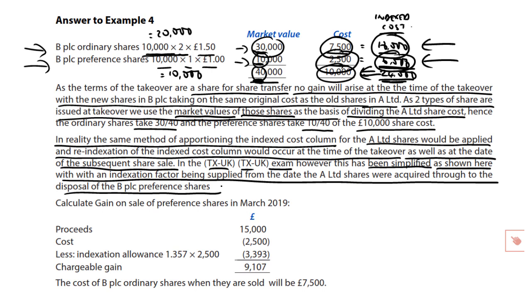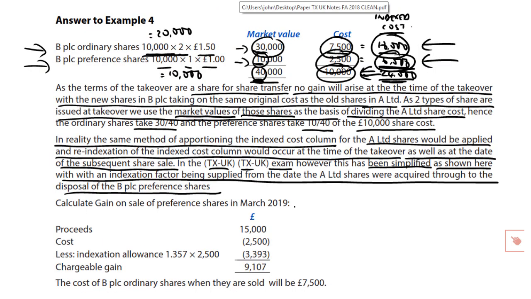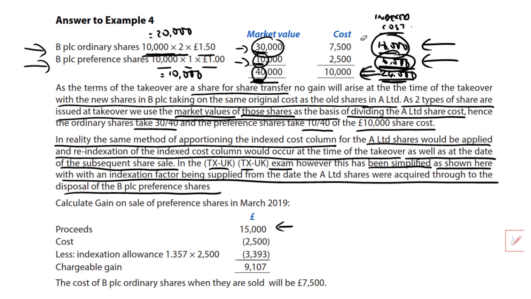So let's have a little look at what we have to deal with. When was the sale? March 2019. What are the proceeds? £15,000. What is being sold? All of the preference shares. So what have we got? Sales proceeds, £15,000. All of the shares are being sold.